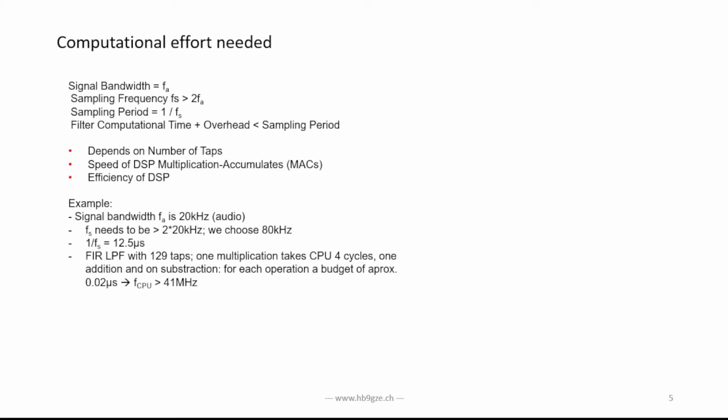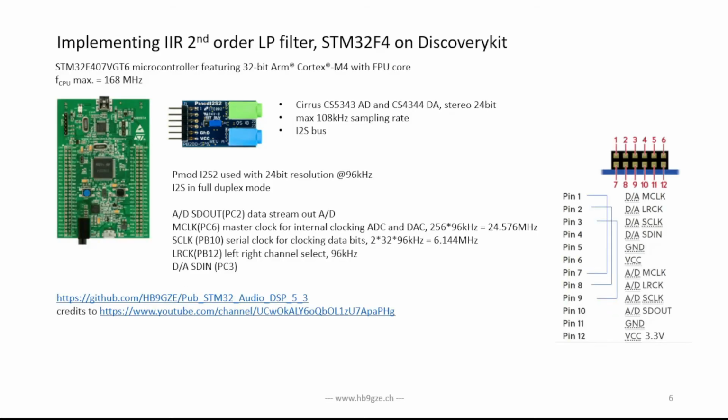And with 129 taps, and let's assume 4 cycles per multiplication and division, and this is already fast. I mean, you already probably use here a floating point unit with only 4 cycles. Then you would come up with a CPU speed of at least 40 megahertz. So some calculations like that you always have to perform.